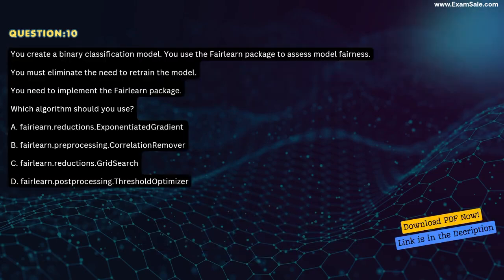Question 10. You create a binary classification model. You use the fairlearn package to assess model fairness. You must eliminate the need to retrain the model. You need to implement the fairlearn package. Which algorithm should you use? A. fairlearn.reductions.ExponentiatedGradient. B. fairlearn.preprocessing.CorrelationRemover. C. fairlearn.reductions.GridSearch. D. fairlearn.postprocessing.ThresholdOptimizer. Correct answer: D.